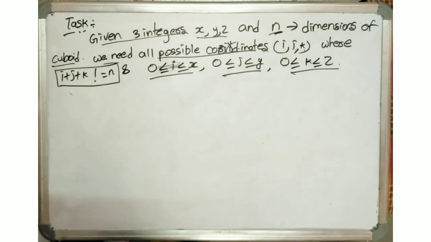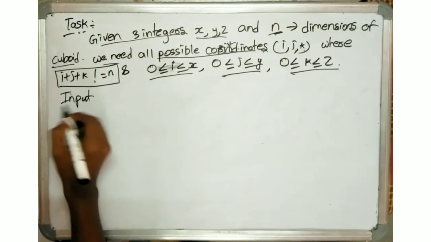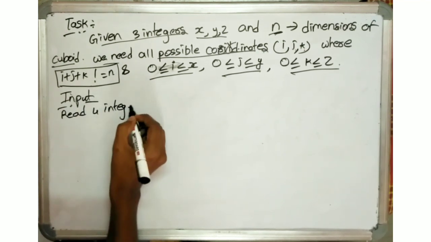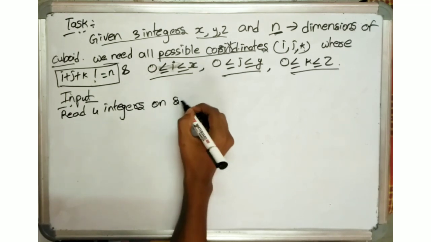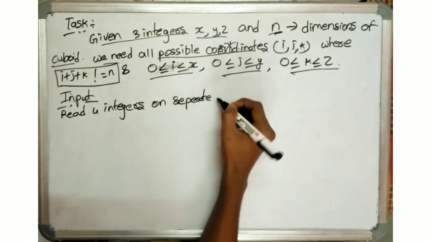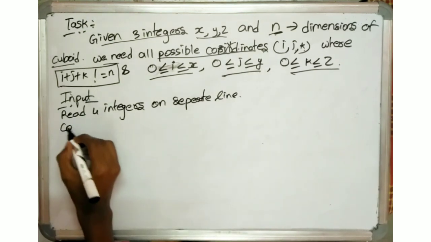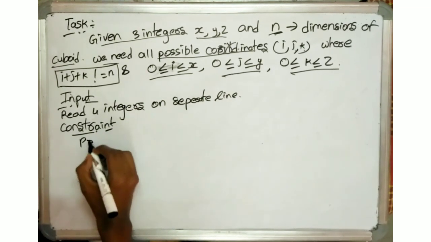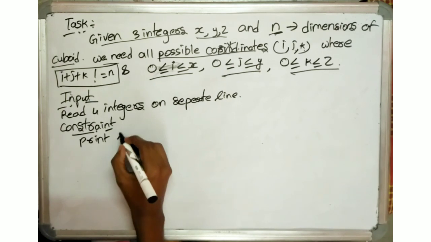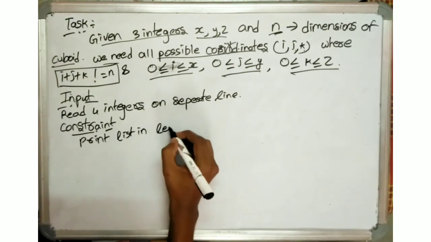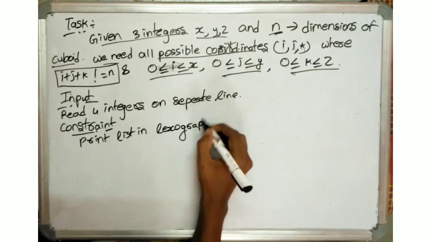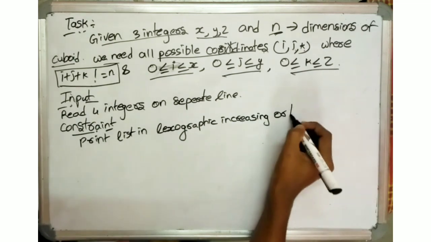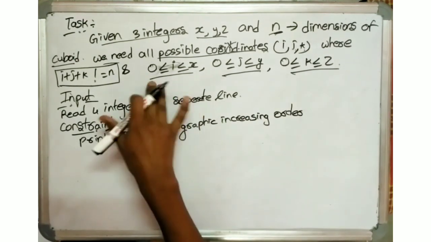Okay, what is the input format they gave? Read 4 integers on separate lines. And another constraint. What is meant by constraint here? They need us to print the list in lexicographic order. That means increasing order, lexicographic order. This is the question given by them, and these are all the constraints.